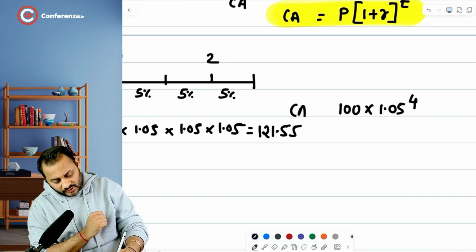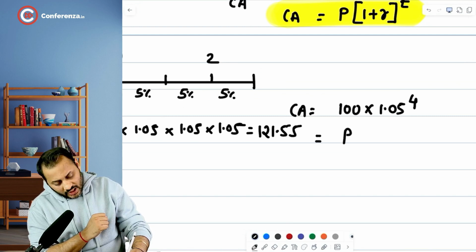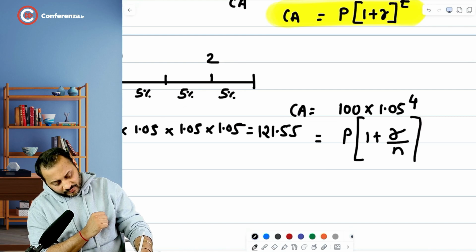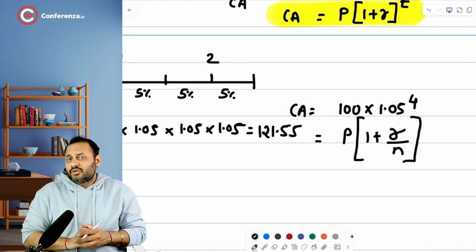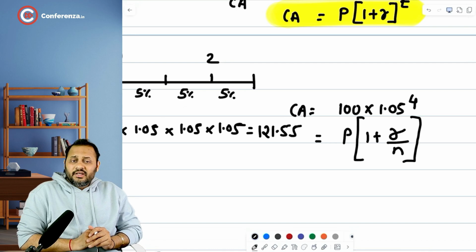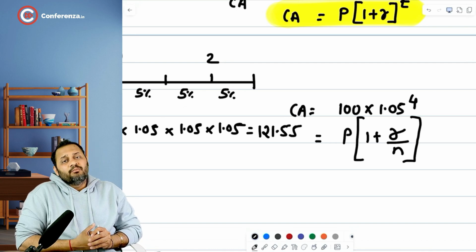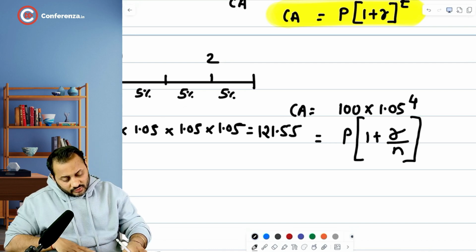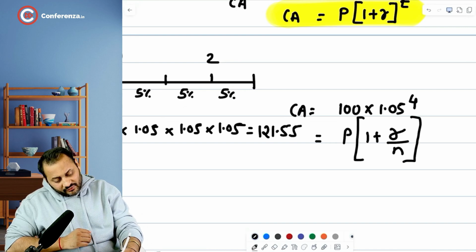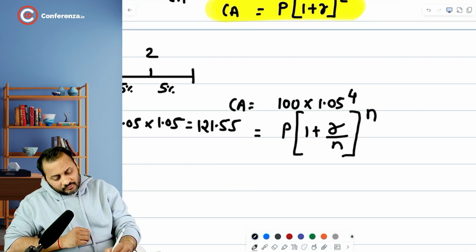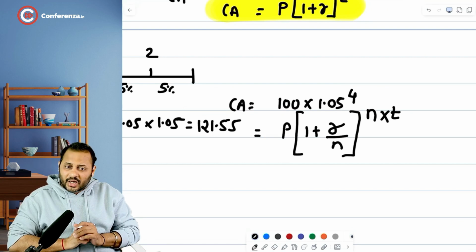Now let's create a formula for this. 100 is nothing but the principal amount. How will you write 1.05? It will be like this: 1 plus rate of interest divided by number of compounding in a year. The rate of interest was per year, and every year we were getting a compounding of 2 times. So number of compounding. And how did we arrive at 4? It's very simple. The number of compounding in 1 year multiplied by the time for which you have invested.